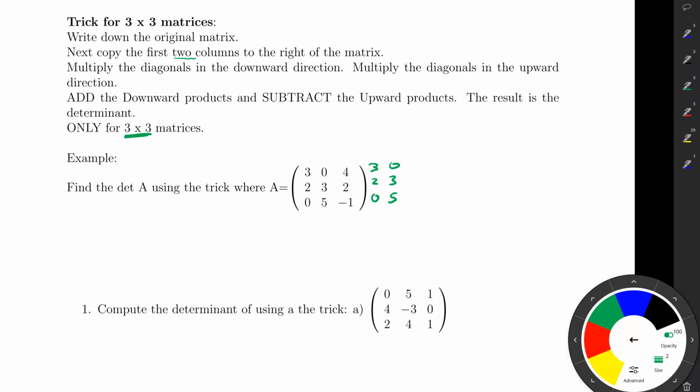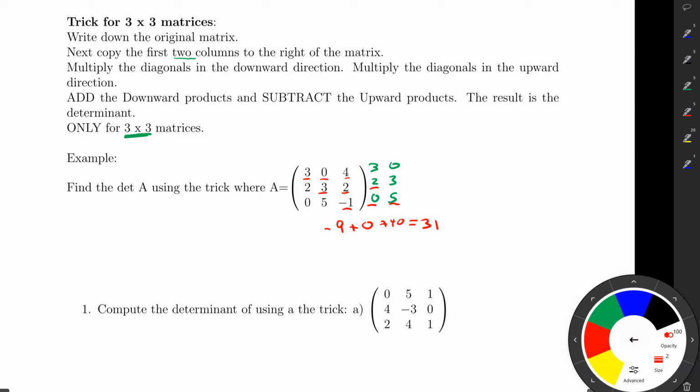So I'm going to multiply the diagonals in the downward direction, and then I'll multiply the diagonals in the upward direction. The downward products would be this times this times this, the diagonals this way. So this gives me a -9. Then I'm going to multiply this times this times this, so that gives me a 0. And then I'm going to multiply 4 times 2 times 5, so that gives me a 40. So that gives me the number 31.